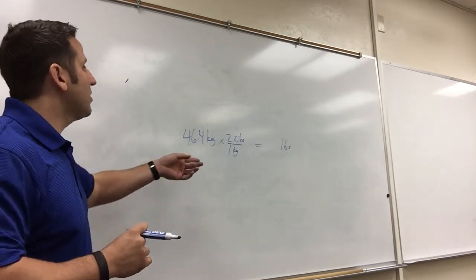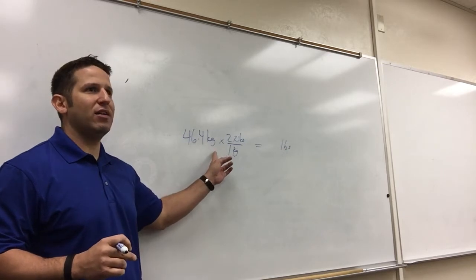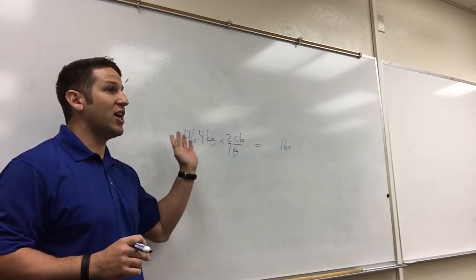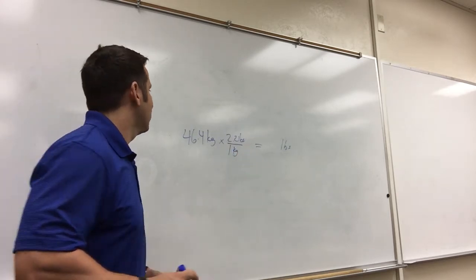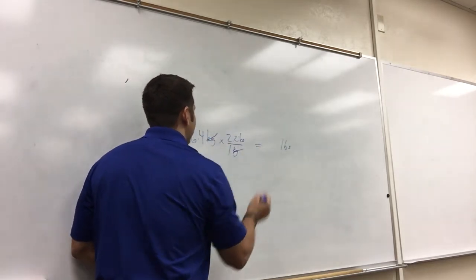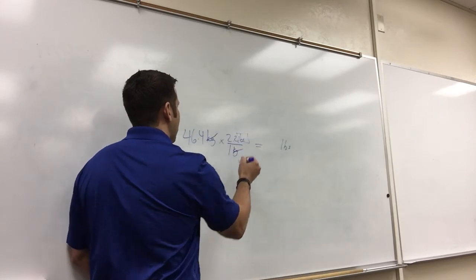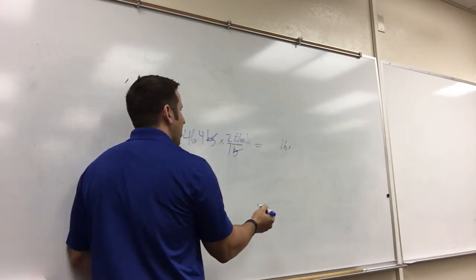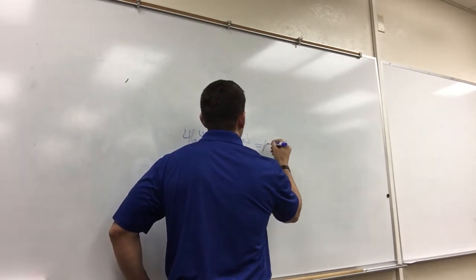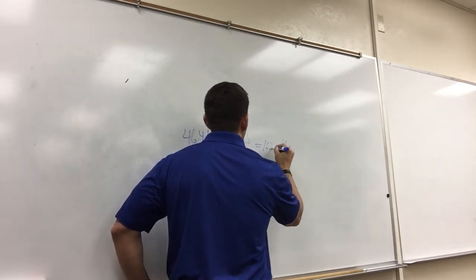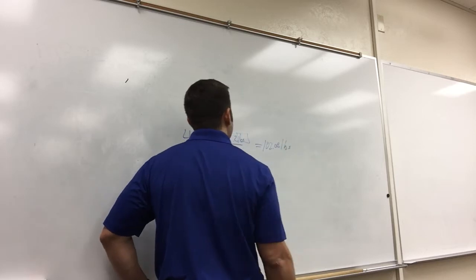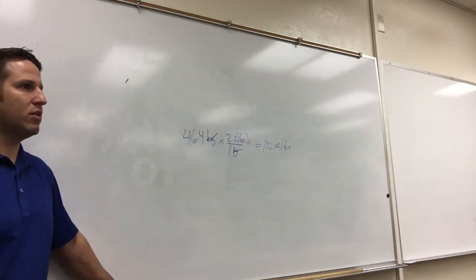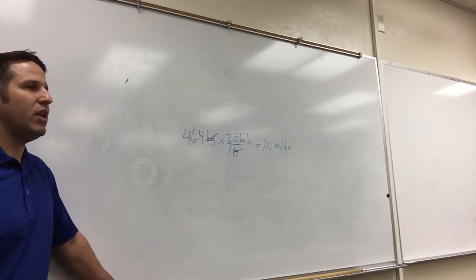Okay, using dimensional analysis, do I have to remember that anymore? No. As long as my units cancel out, leaving me with the right unit, I know that I'm going to do the right math. So kilograms cancel out, leaving me with just pounds. So 46.4 times 2.2 divided by 1 is 102.08 pounds.